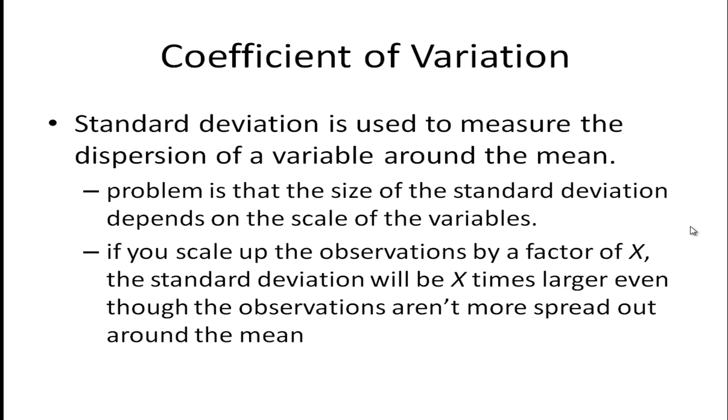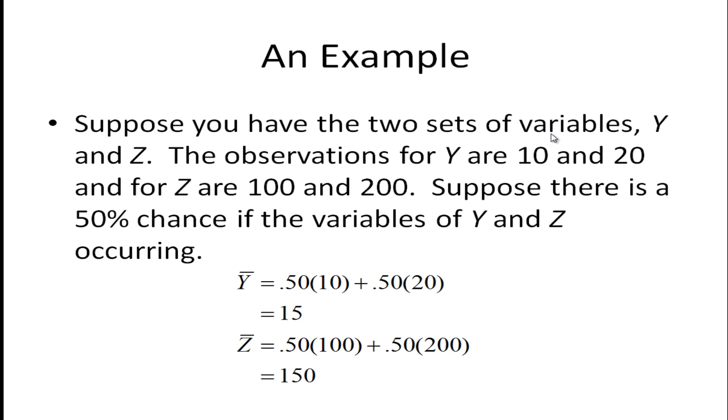Now, it may be clearer if we take a look at an example. Suppose we have two sets of variables, y and z, and the observations for y are 10 and 20, and the observations for z are 100 and 200. And suppose there's a 50% chance of each one of these observations occurring. So the mean of y is 50% times 10 plus 50% times 20, or 15. The mean of z is 50% times 100 plus 50% times 200, which is 150.